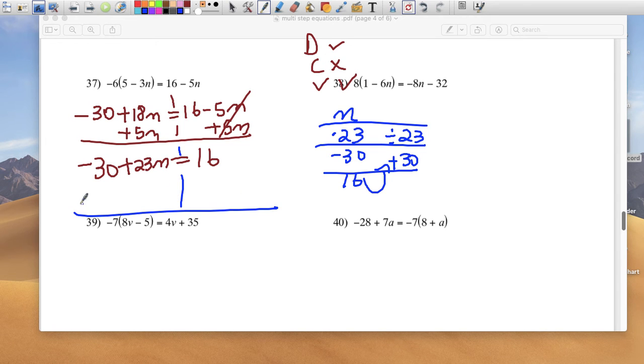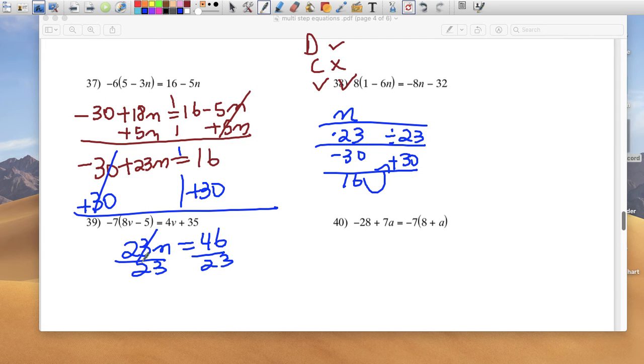Plus 30. Plus 30. Minus 30 and plus 30 becomes 0. 23n, positive 23n comes down. 16 plus 30 is 46. We're good so far. We're going to divide this by 23. We're going to divide this by 23. 23 divided by 23 is 1. 1 times n is n. And this becomes 2. Check.